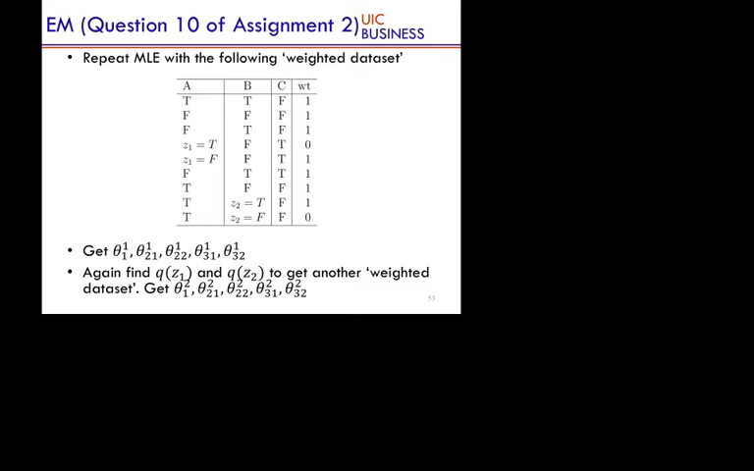So now with this table, get the thetas again, count and normalize, and again find these Qs, which are basically posterior probabilities of those random variables taking some value given the evidence, the rest of the observations in that row. Okay, and then you need to get this. This is the solution for that question. Any doubts?